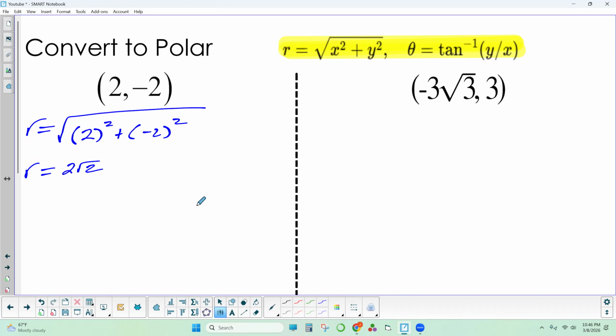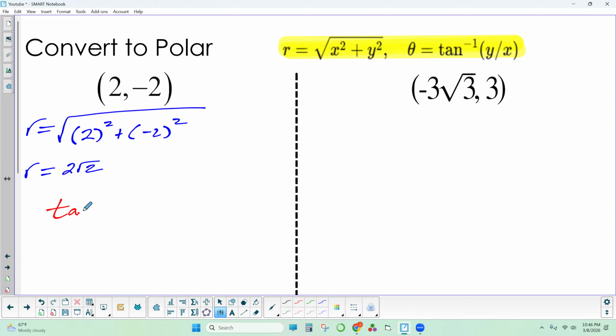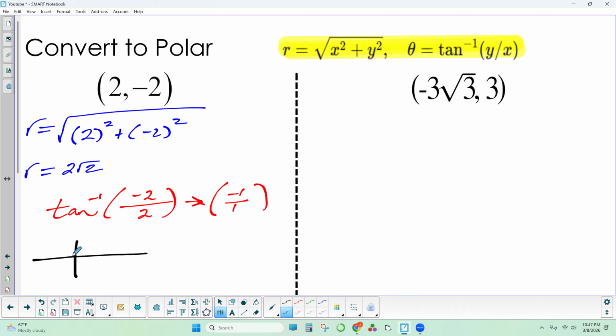And there's r. Okay? And now to find theta, we're going to use inverse tangent of y over x. So we've got -2 over 2. And that just simplifies to -1 over 1. Okay? Now, we can sketch 4 quadrants here real quick. This can be a help.